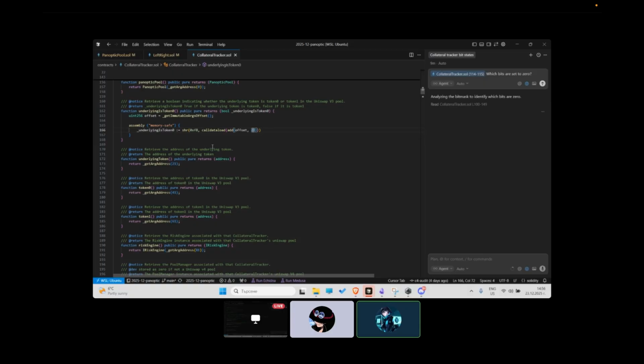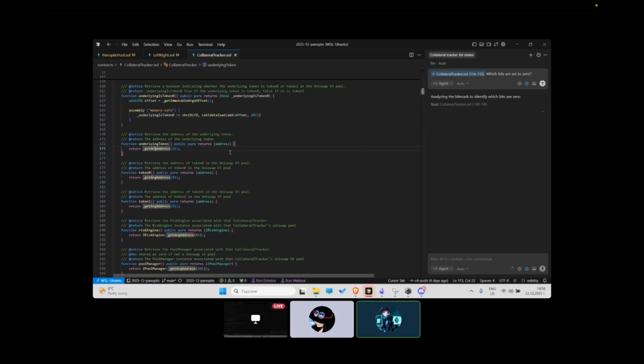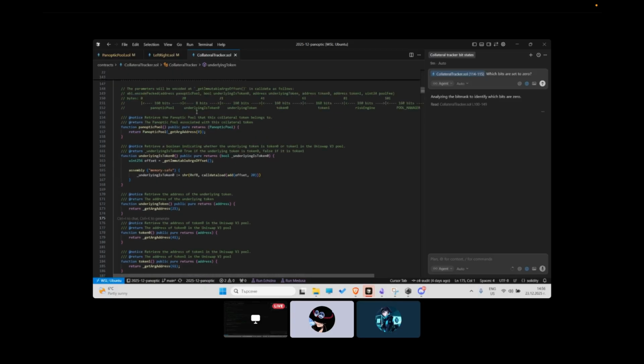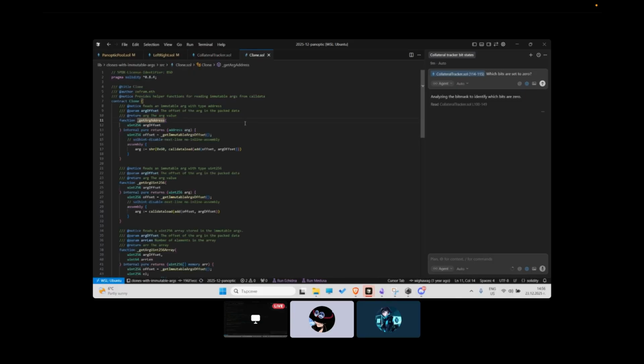So they have this helper. Can you open the helper just to see? It's the get arg address internal function. So it loads an address from the offset, because it shifts right.